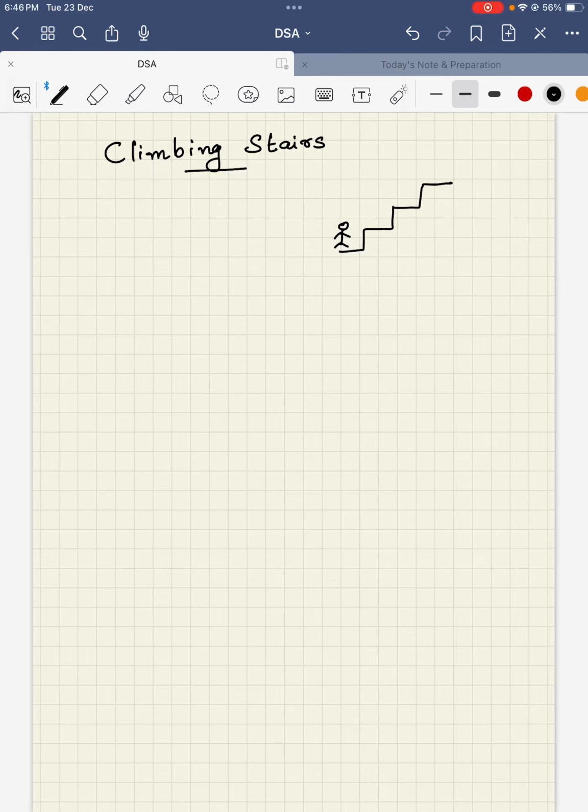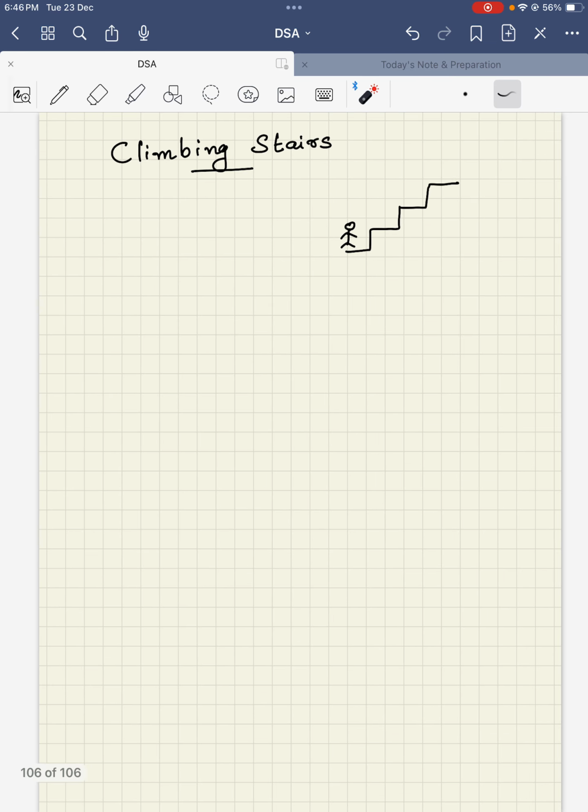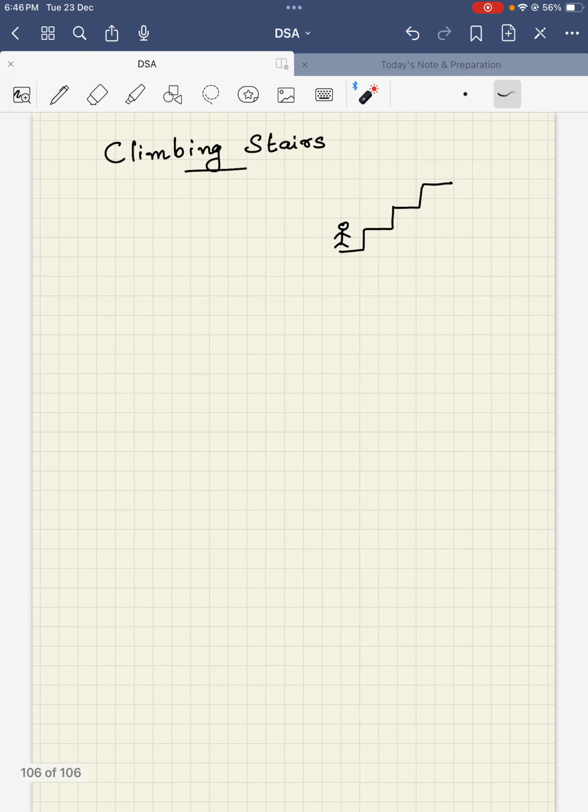Welcome everyone to another interesting DSA problem, which is titled Climbing Stairs. So let's try to understand what the problem statement is. You will be given n steps. So n is given. n is nothing but the number of steps.